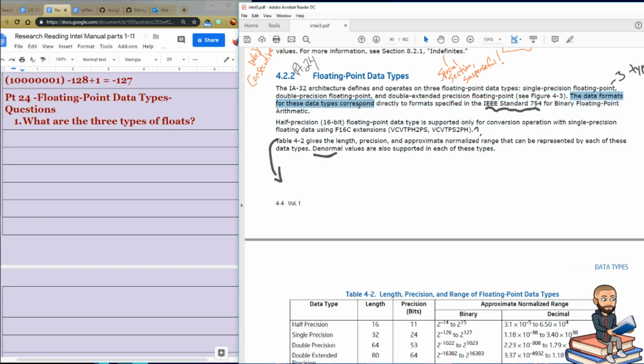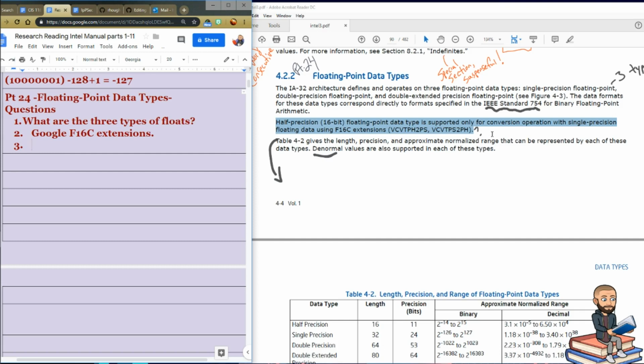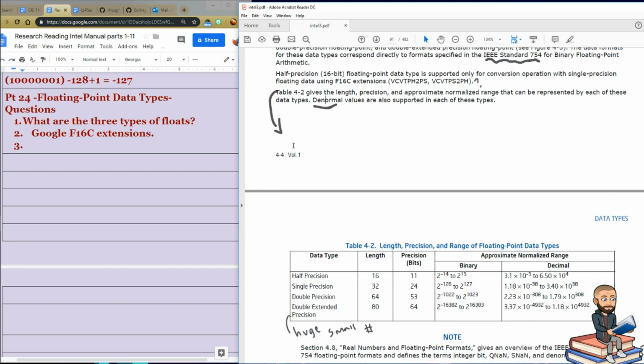The data formats for these data types correspond directly to formats specified in the IEEE standard 754. And I wonder if this is the title. It says for binary floating point arithmetic. Now there's a half precision floating point data type supported only for conversion operation with single precision floating data using F16C extensions, and there's the extensions. I put a question mark there because I genuinely do not know what all that is. Google F16C extensions. I'll do that later and see if I can make a video on it. Or maybe in the comments I'll write what I found. But let's keep moving forward here.